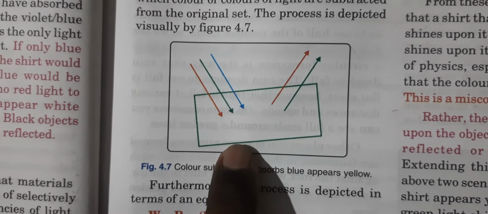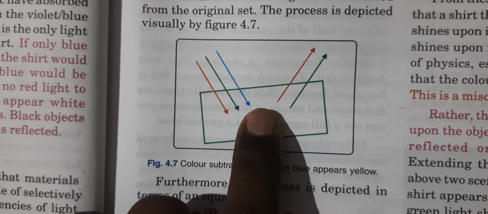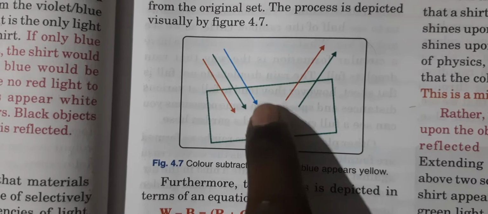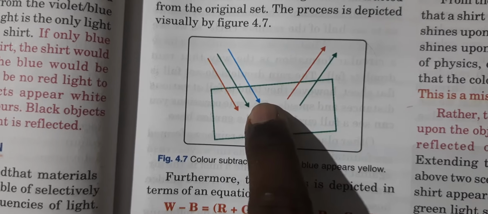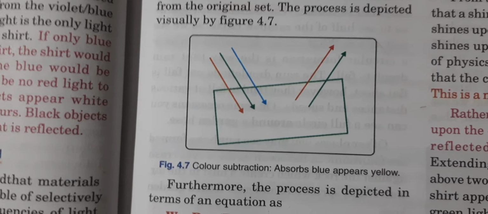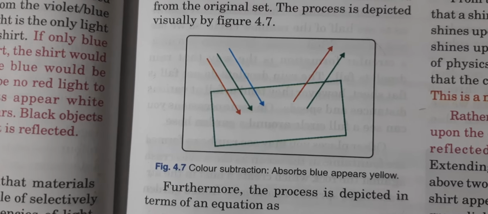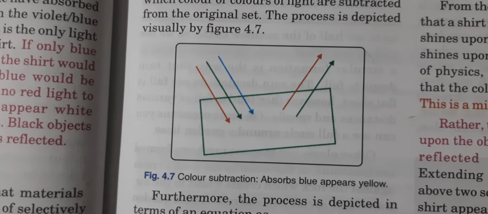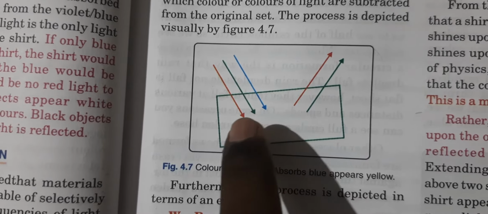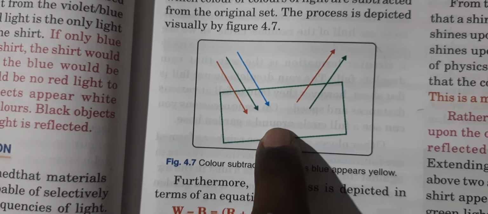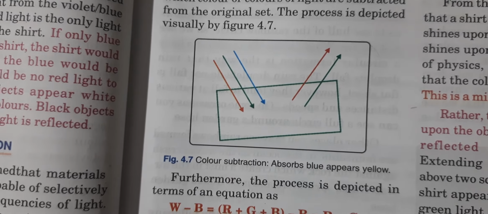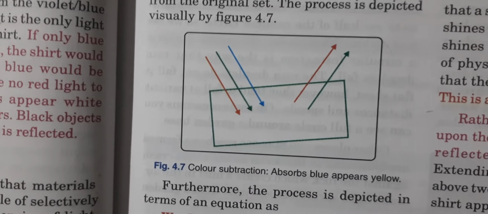Say white color is falling. White color has these three primary colors. It falls on an object. That object is capable of absorbing the blue color. As I said, some objects, or all the objects in fact, have capacities of absorbing some colors and reflecting the remaining colors. So now if this is a surface on which white light, which is a combination of red, green and blue color, falls, this object absorbs the blue color from this white light. So only red and green are reflected.